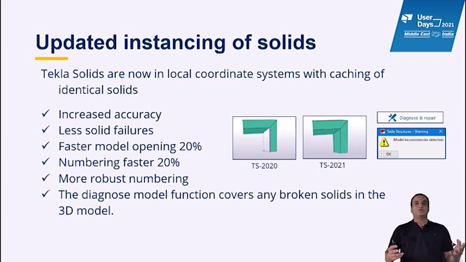There are some changes to the way the software handles the solid geometry, and now Tekla solids are in local coordinate system with caching of identical solids, which means increased accuracy in 3D geometry, fewer solid failures, and faster numbering. Based on our testing scenarios, I can say the numbering and the model opening are 20% faster than the previous versions of Tekla Structures. Also, Tekla can handle more robust numbering, and the diagnose tool is now capable to handle any broken solid in the 3D model. So that's all about it.